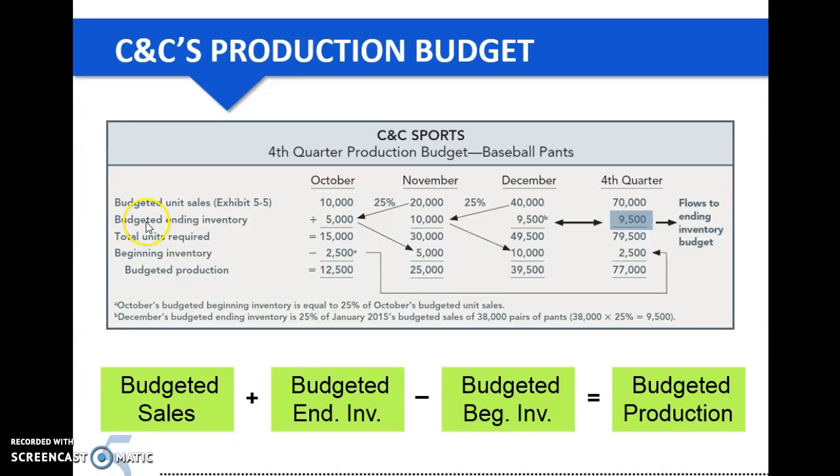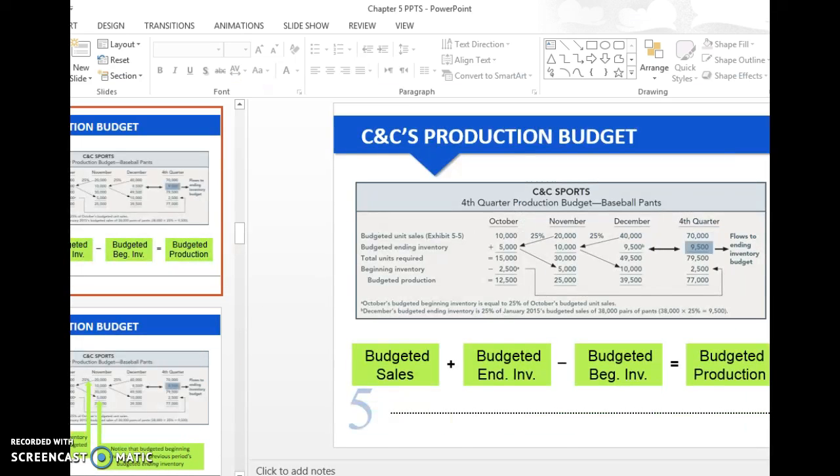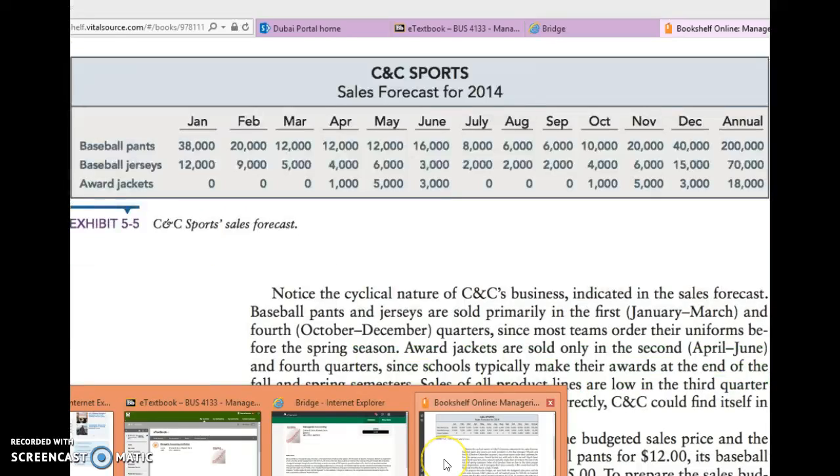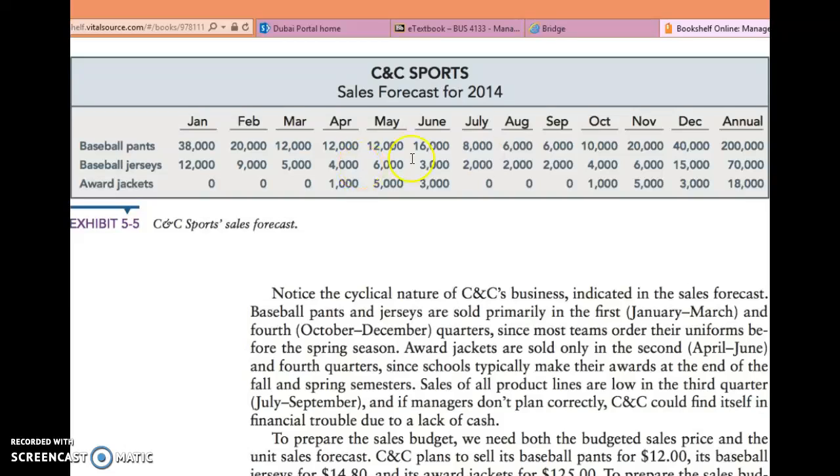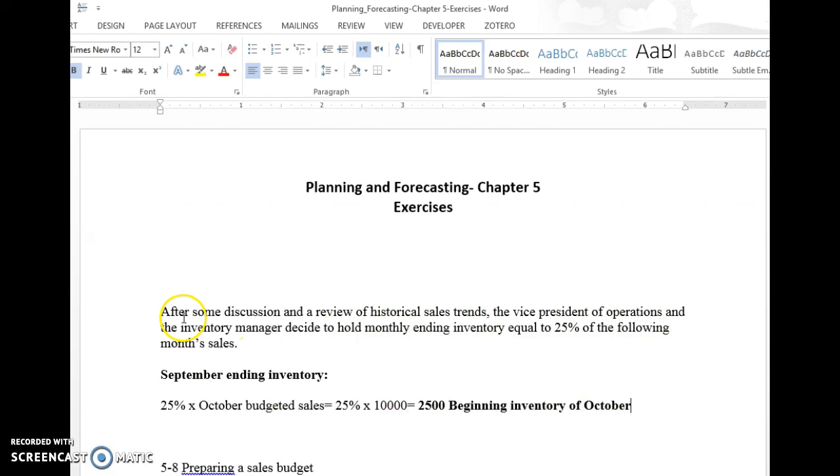Now, how do you arrive at the ending inventory? To arrive at the ending inventory, you need information on how much ending inventory a company would like to maintain. Every company has their own policy, but let's look into Exhibit 5.5 in your e-text to see what the ending inventory policy is. Now, this is the Exhibit 5.5 for the company. For the sales forecast, and the information about ending inventory has been copied here.